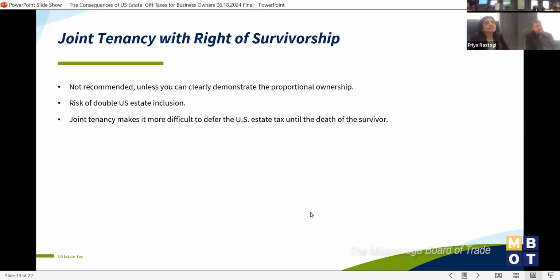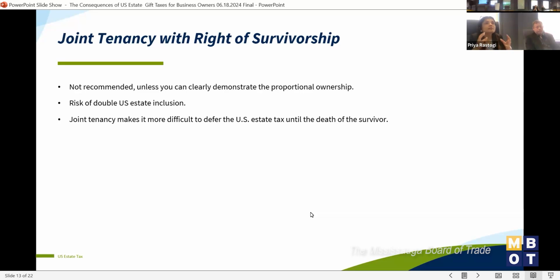Now, second is joint tenancy with right of survivorship. Generally in Canada, it is not recommended, because if you are not able to prove the proportional ownership of the asset, then there's a risk of paying double tax on the same estate. With joint tenancy with right of survivorship, the deceased's estate would pay tax on 100%, and then when it gets to the survivor, the survivor's estate would also pay the tax upon his or her death on the same estate.